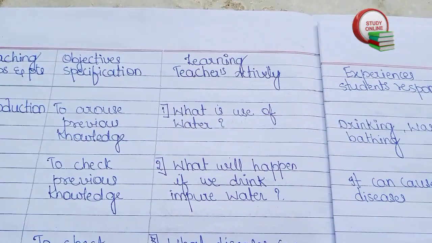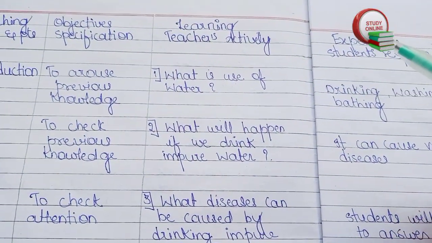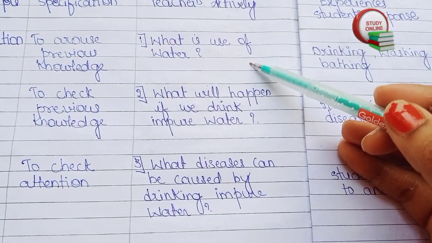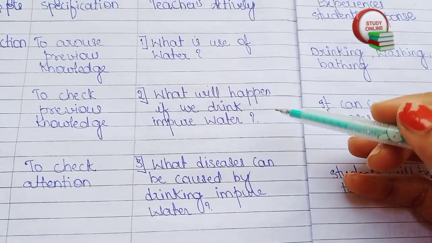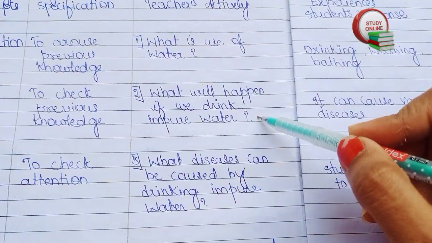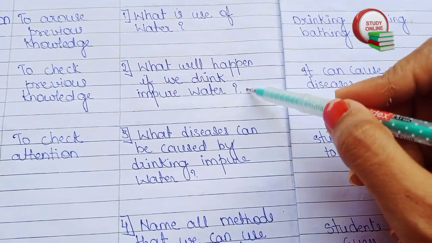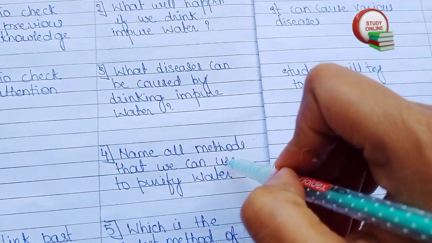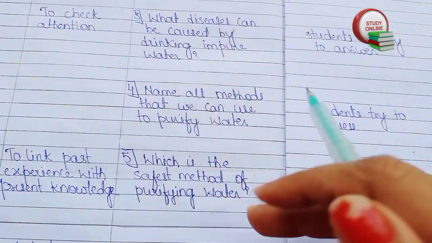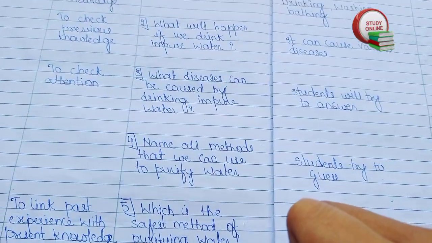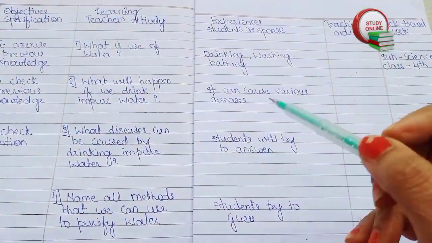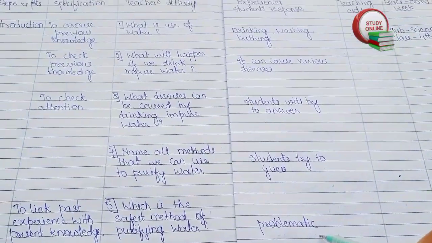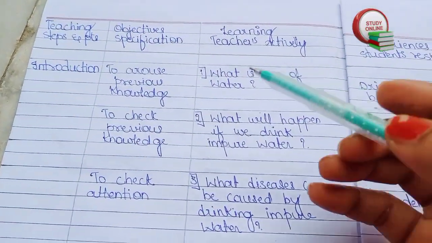Now let's turn the page and let's see the introduction part. Here I have written 5 questions. First question is, what is the use of water? Second question would be, what will happen if we drink impure water? So the student will try to answer. And what diseases can be caused by drinking impure water? Name all the materials that we can use to purify water. And the last one is, what are the various methods to filter? Here you can see various answers that students will give to us.